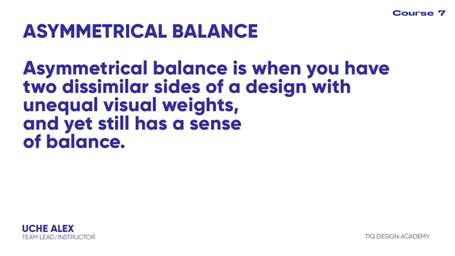So in the previous type of balance, we have the same visual weight on both sides of the design, like what we have on the left is what we have on the right of the design. In this particular type, we have different visual weights on the left and different ones on the right. So what we have on the left is not what we have on the right, but yet it still gives a sense of balance. How is this being achieved? Let's look at some examples for us to understand this.